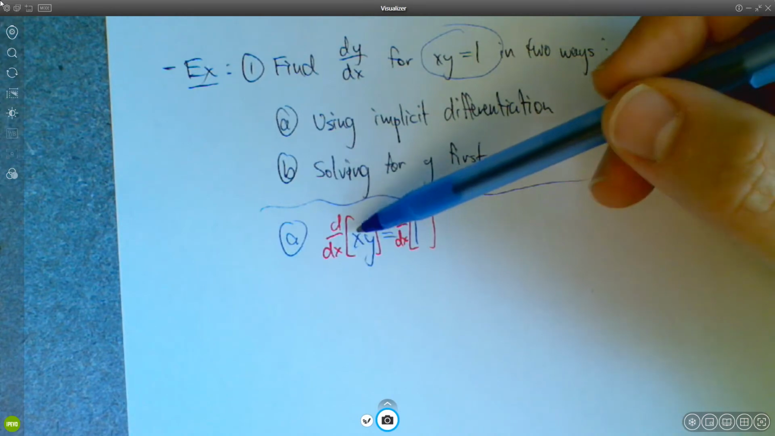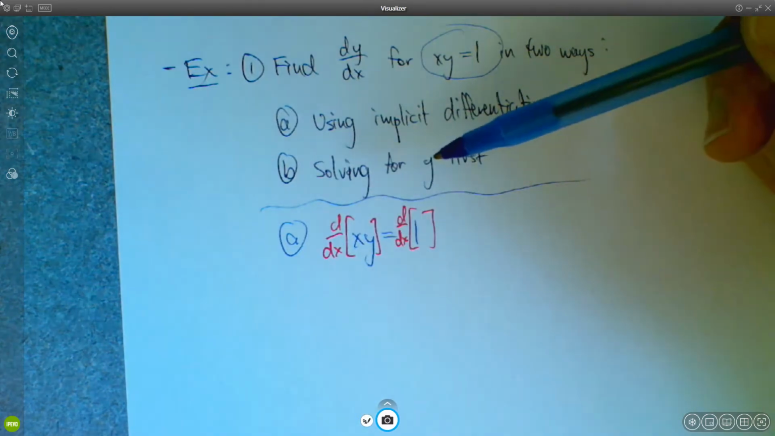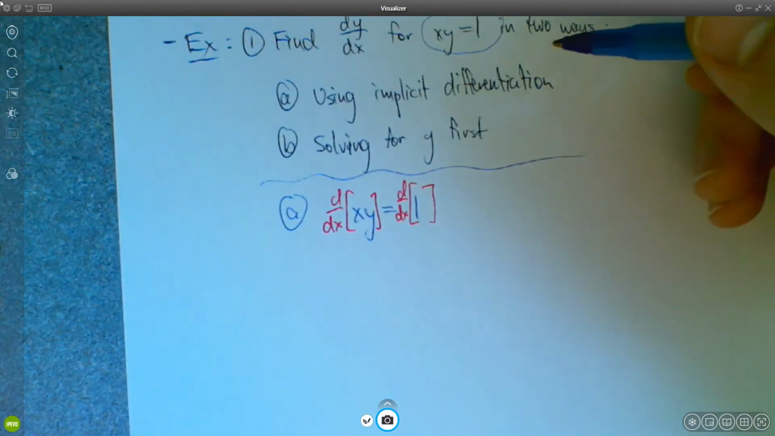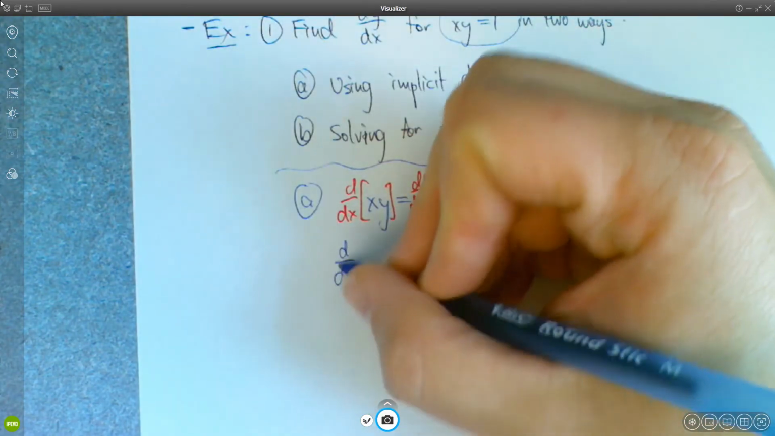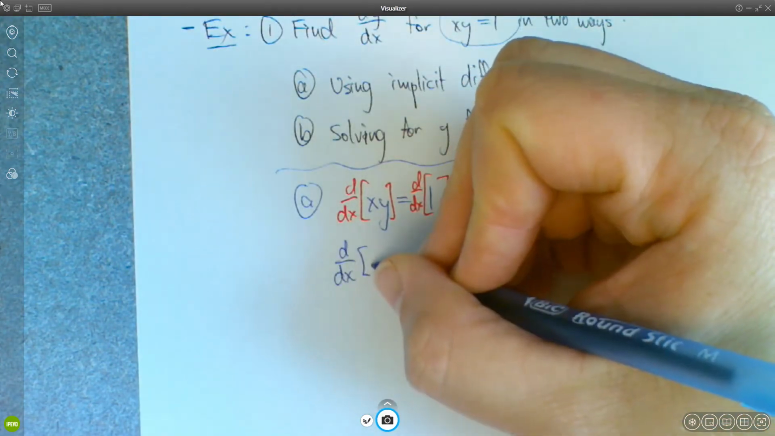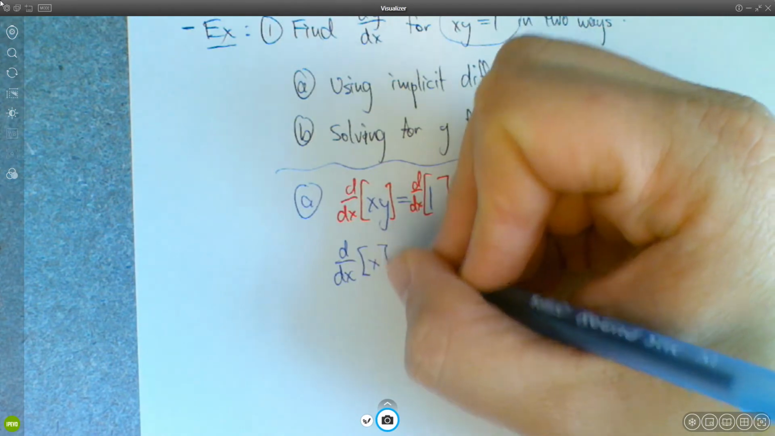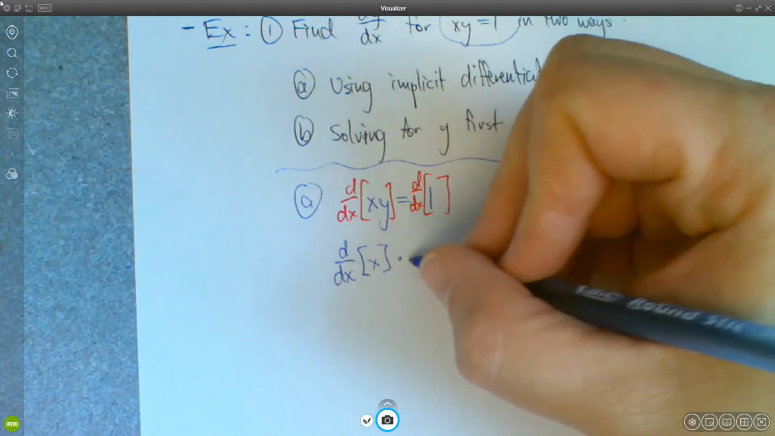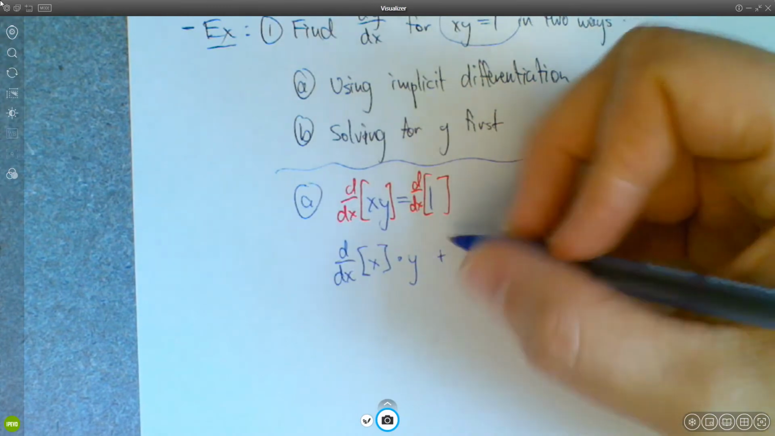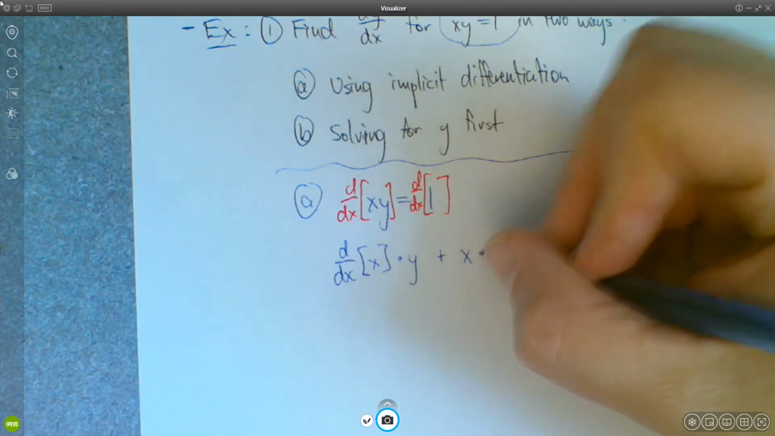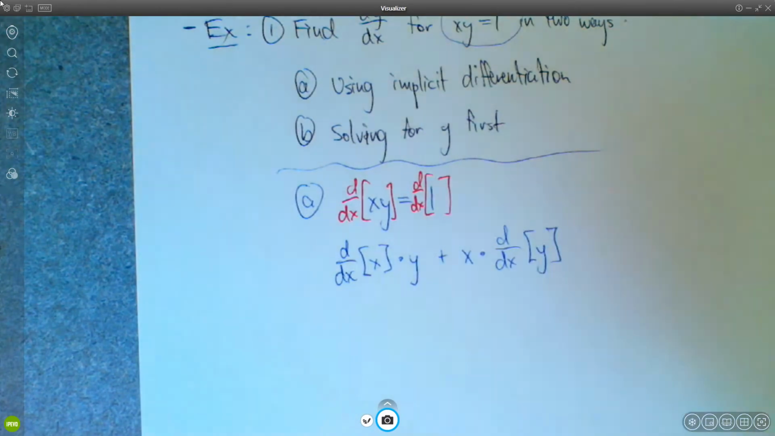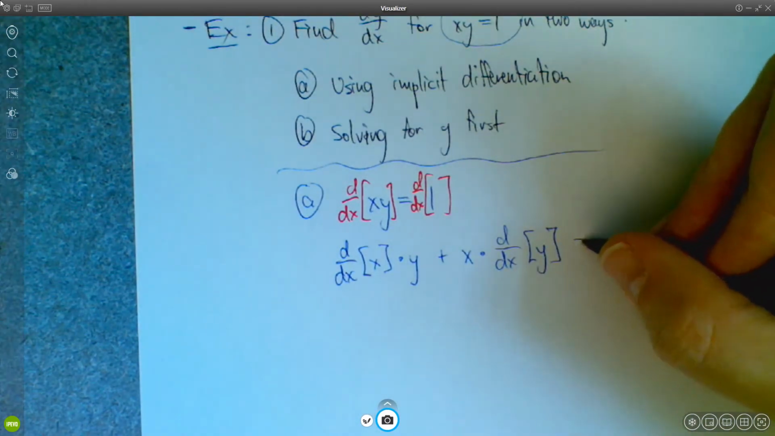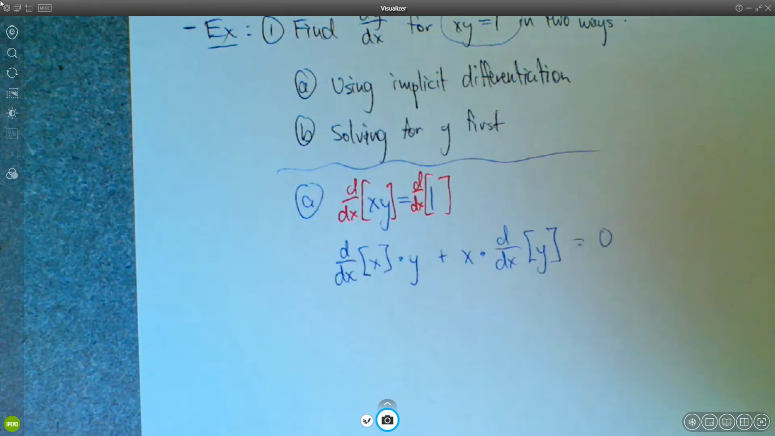On the left hand side, though, we have a product of x times y, and so we have to use the product rule. This is going to be the derivative of the first times the second plus the first times the derivative of the second. That's the product rule, and then that's going to equal 0.